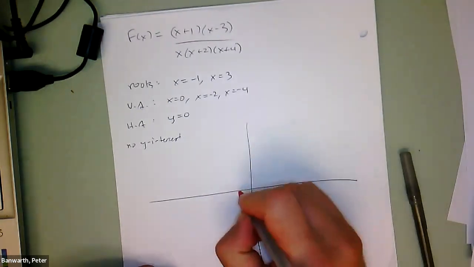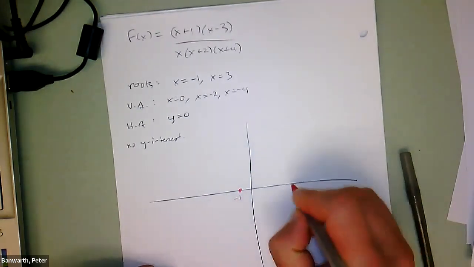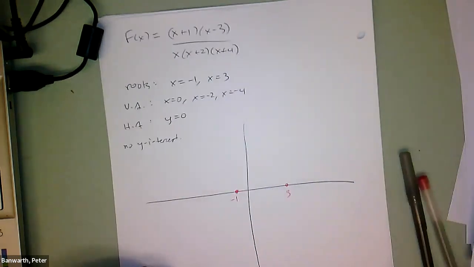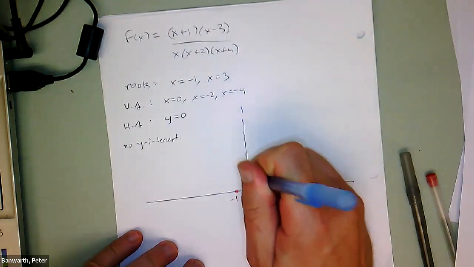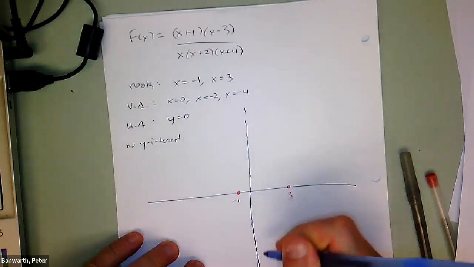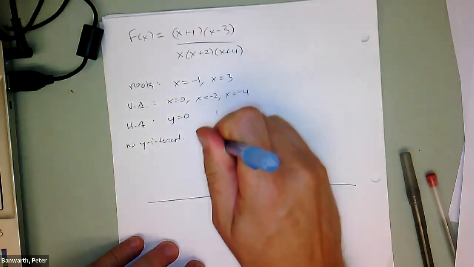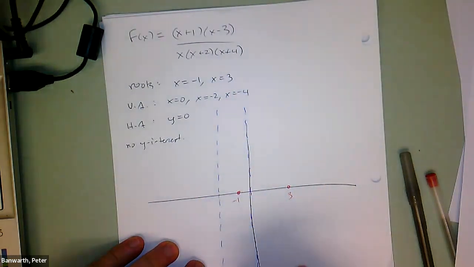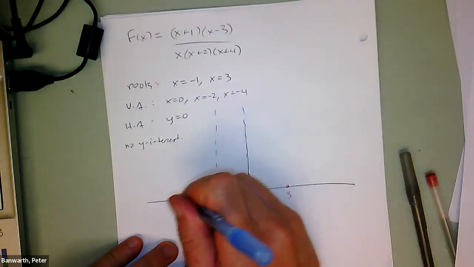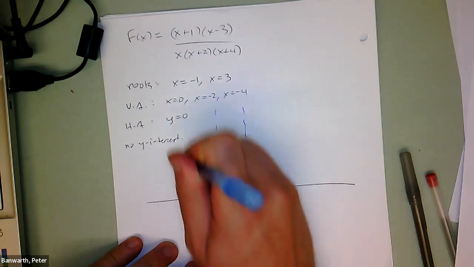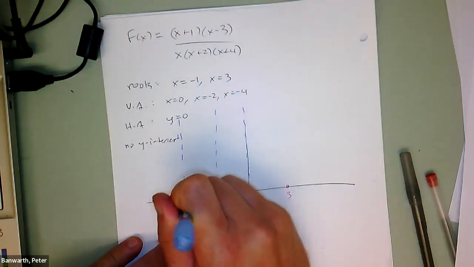So now I can sketch a good enough graph. I'll start by labeling my zeros. Here's -1, here's +3. Then I'm going to put in my vertical asymptotes. There's one right there at x equals 0. There's one right here at x equals -2. And there's one right there at x equals -4.